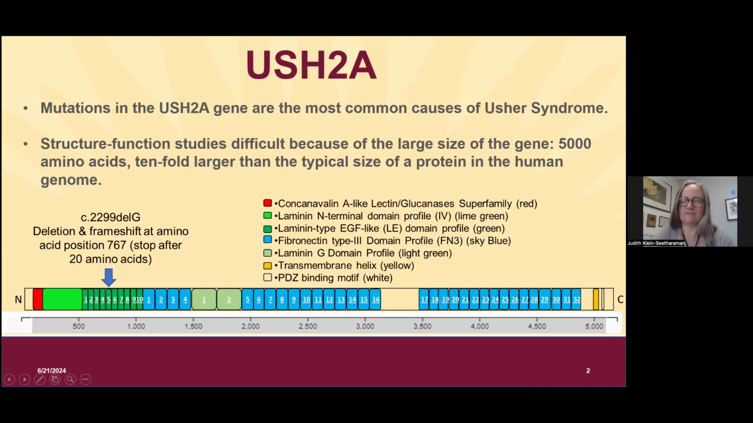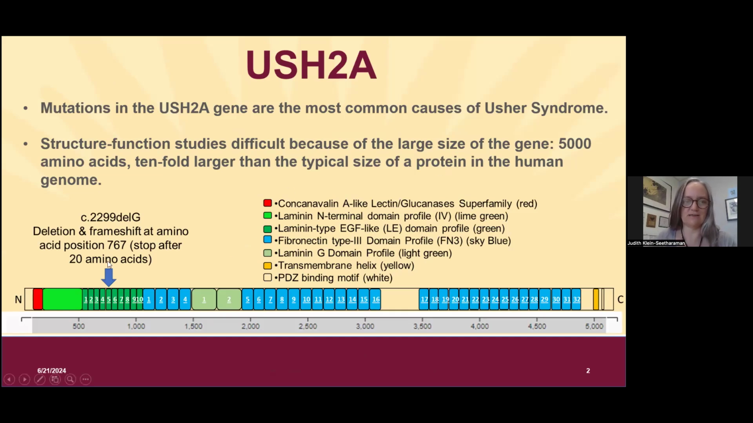In this slide, you see an introduction to the USH2A gene. Mutations in the USH2A gene are the most common cause of Usher syndrome. The structure-function studies of this gene are very difficult because of the large size of it. There's more than 5,000 amino acids, which is making the protein tenfold larger than a typical size of a protein in the human genome. Shown below is a schematic of the USH2A gene.